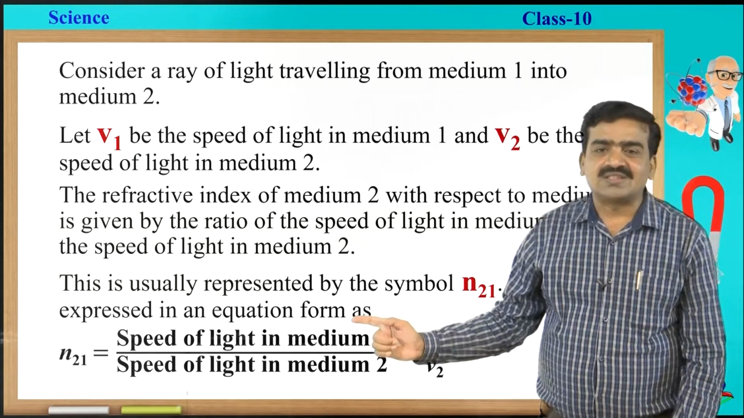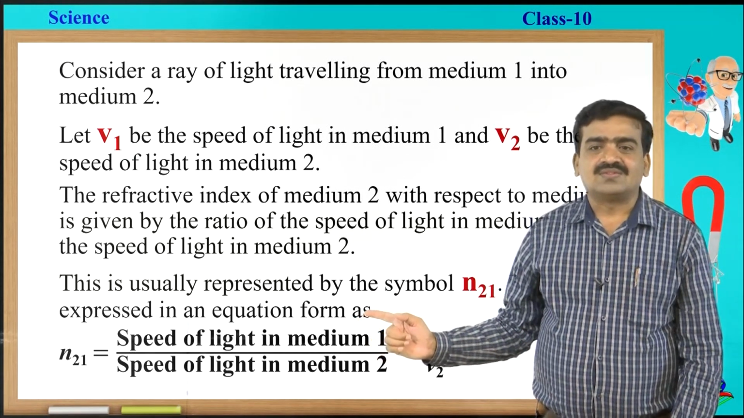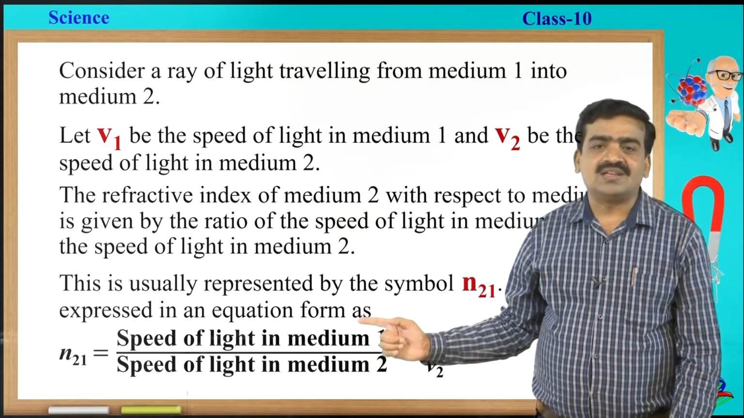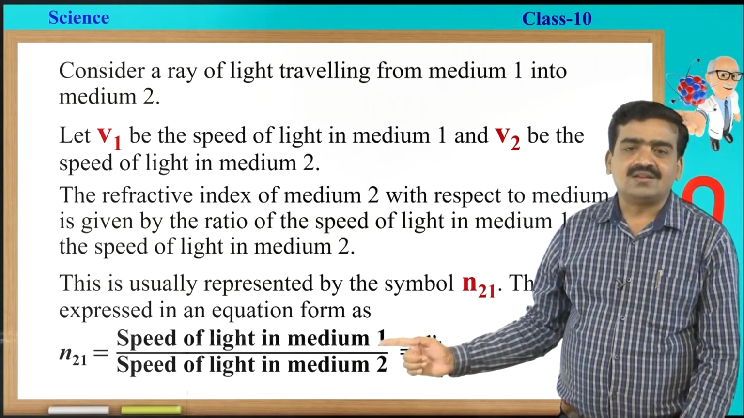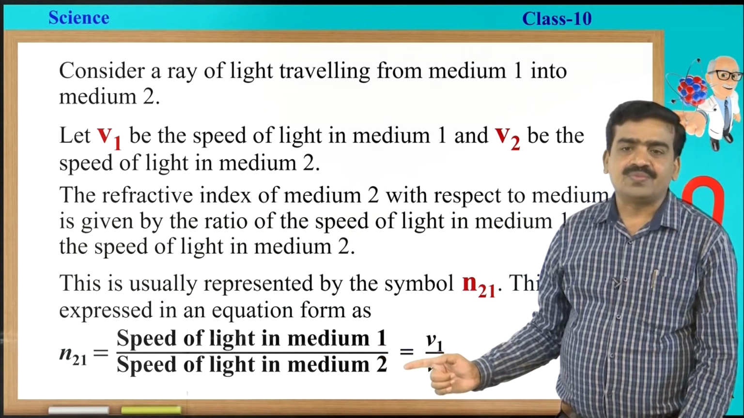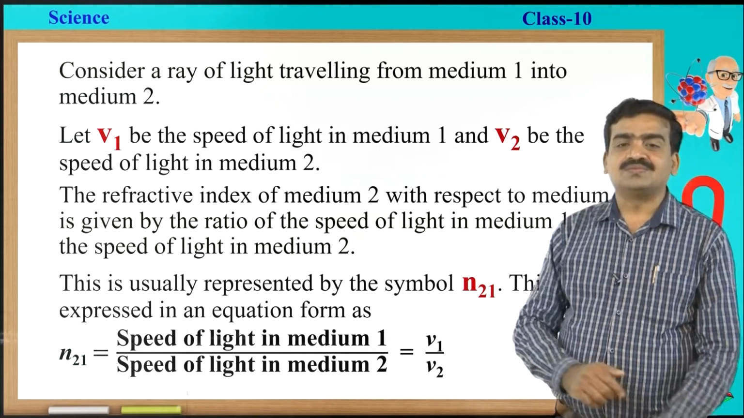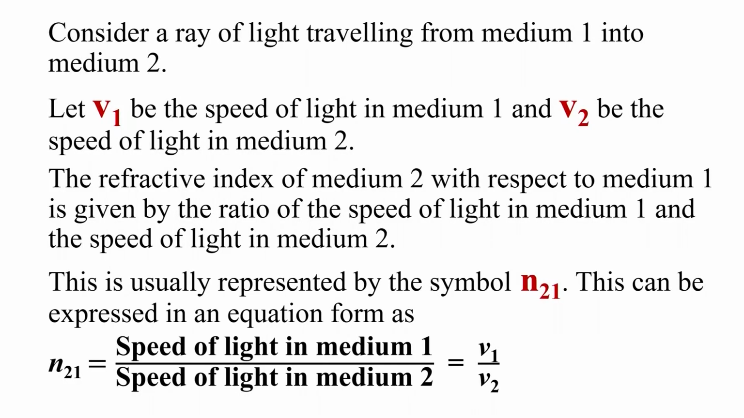This is expressed in an equation like n21 is equal to speed of the light in medium 1 divided by speed of the light in medium 2, which is also written as V1 by V2. So, this indicates the speed of the light in medium 1 with respect to medium 2.